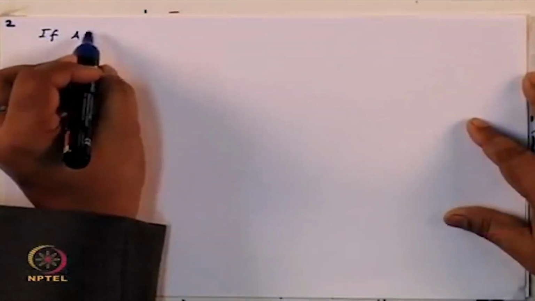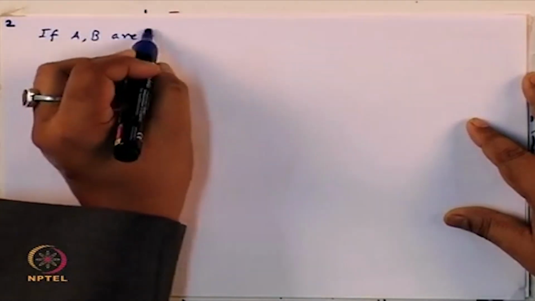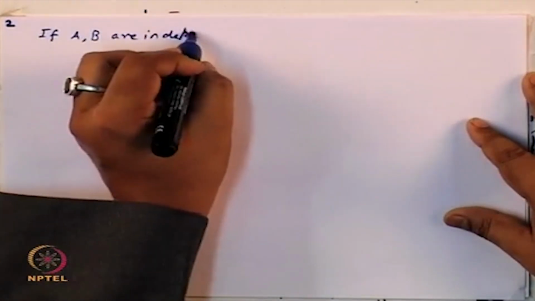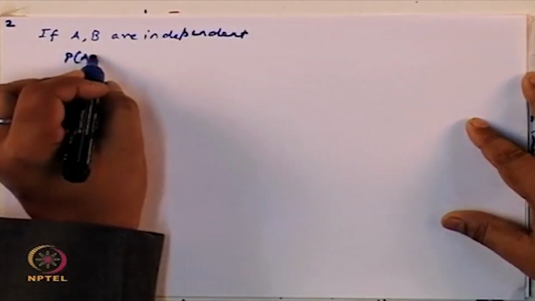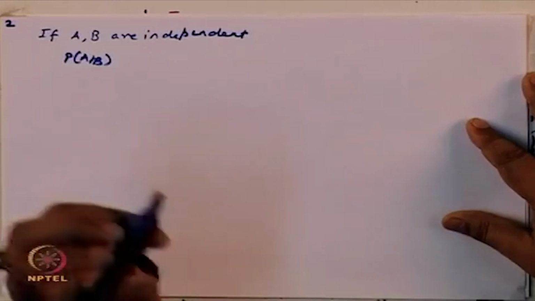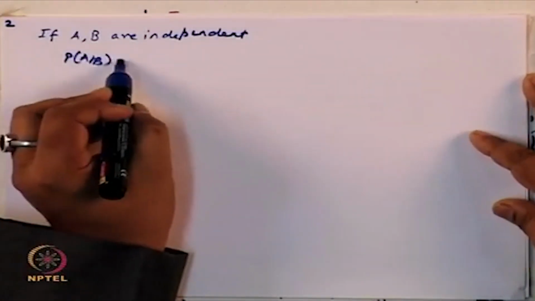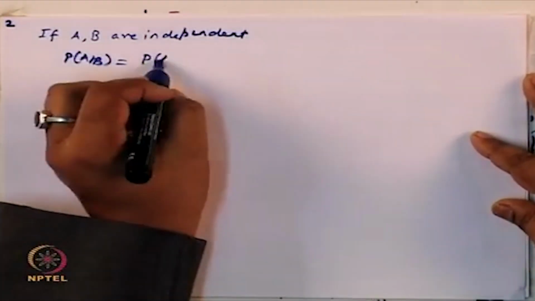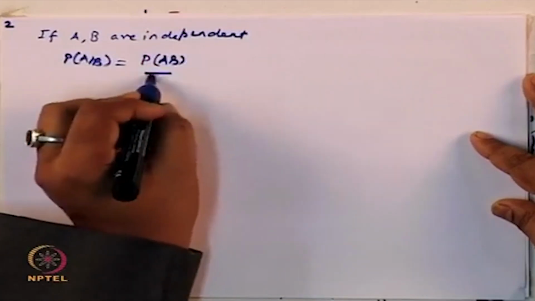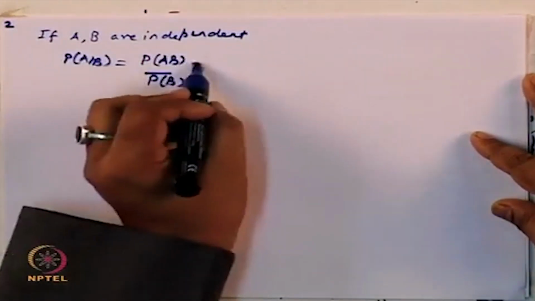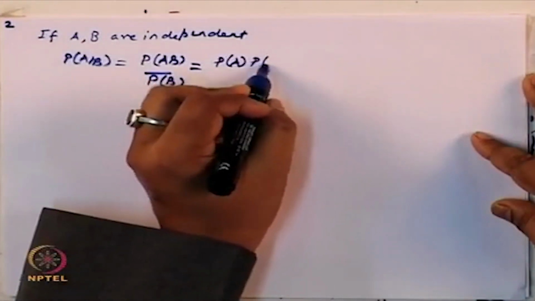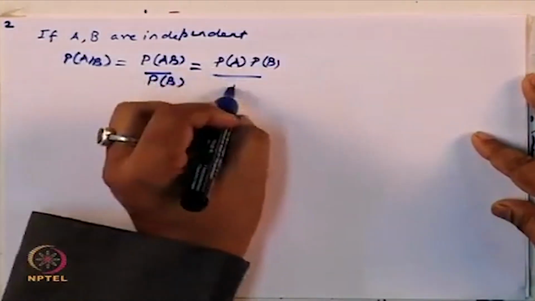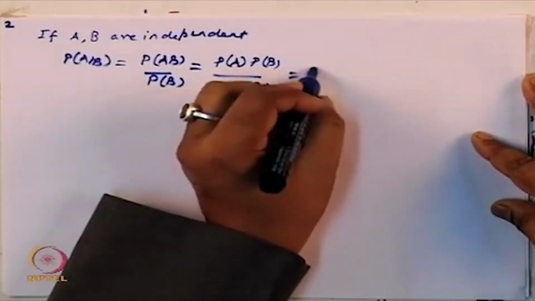So, if A and B are independent, then probability of A given B does not mean anything new. If I write it as probability of A B by probability of B, and probability of A B for independent events is simply probability of A into probability of B, then divided by probability of B it is simply the same as probability of A.